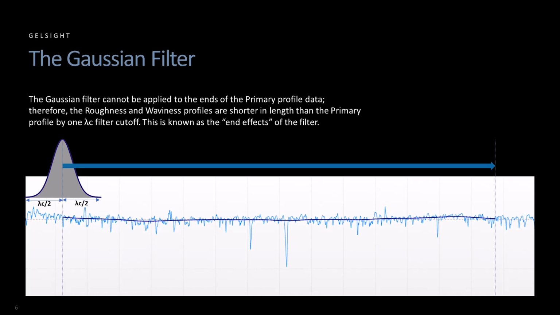The longer the lambda c cutoff value, the more data that must be discarded to compute the roughness and waviness profiles. This missing profile data at the beginning and the end of the profiles is known as the end effect of the filter.